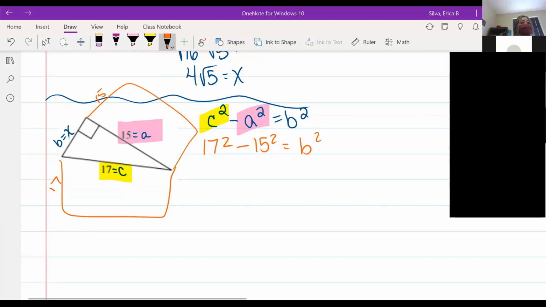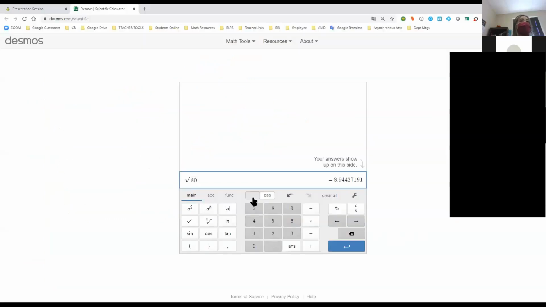So in your calculator, I'm going to put, yes. Did you have a question? No? Okay. We're going to put 15. Oops, let me delete. Let me share this part too. All right. So this calculator is super cool because we can just put them all at the same time. So if we do 17 squared minus 15 squared, we get 64. So 64 is equal to B squared.